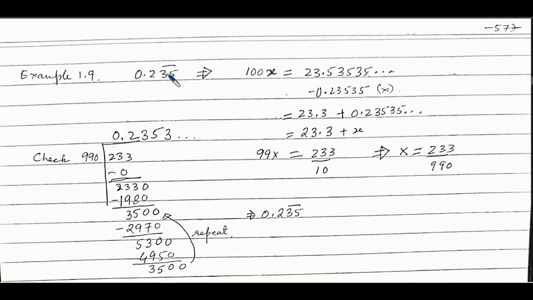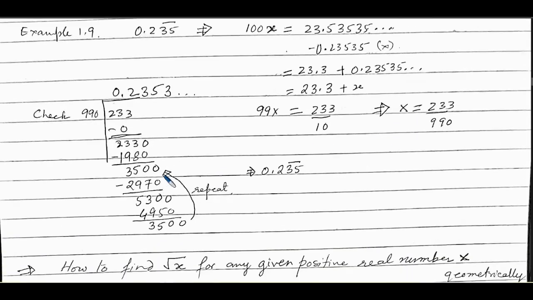Now this 100x minus x is 99x, and this is now 99x is equal to 23.3. So I take this decimal place, I multiply by 10 and divide by 10. So it's 233 by 10. So x is 233 by 990. Again you do it here, I have shown it, you can freeze and see how I have done it.